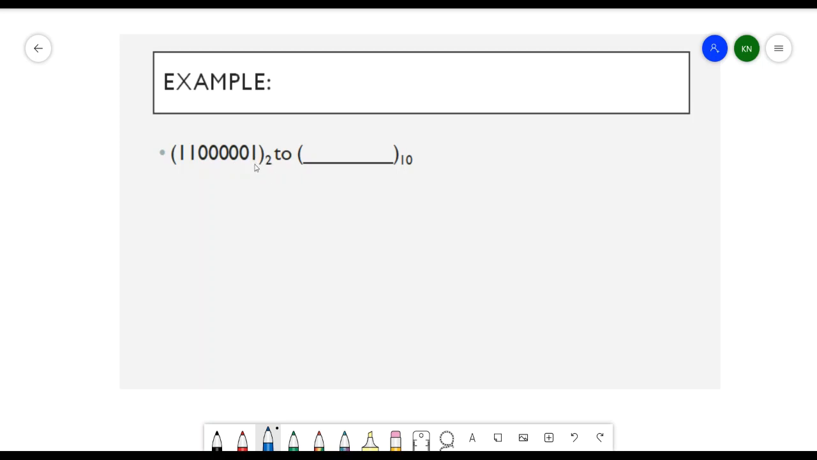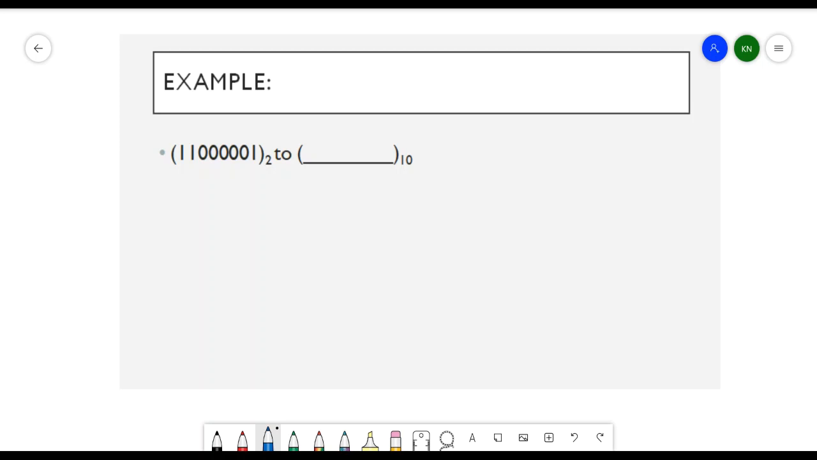11000001 in binary. We need to convert that into decimal. Again, binary is base 2 and decimal is base 10. So again, in converting another number system to decimal, we need to use the sum of weights. In this case, we are converting from binary to decimal, so we also need to use the sum of weights. But what is the sum of weights, or what is the process of converting this using the sum of weights?